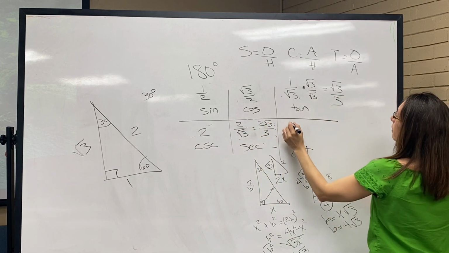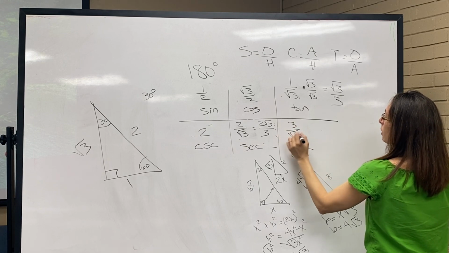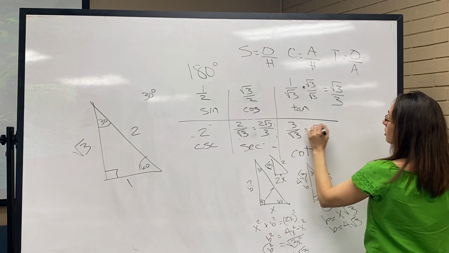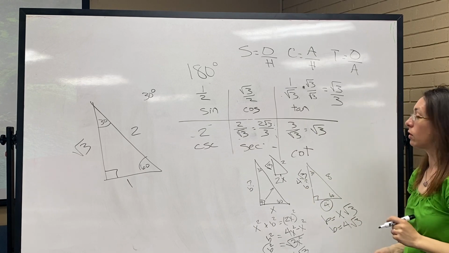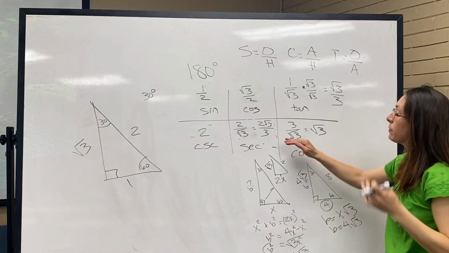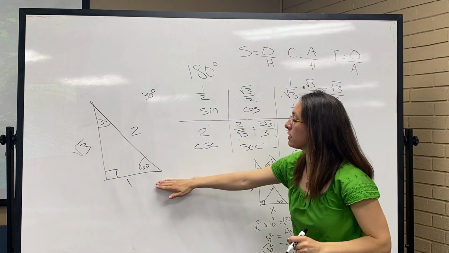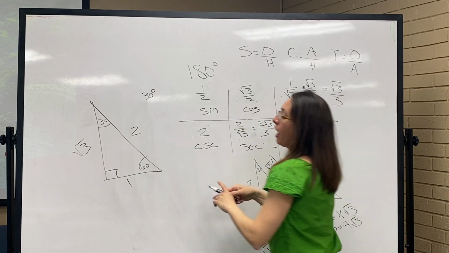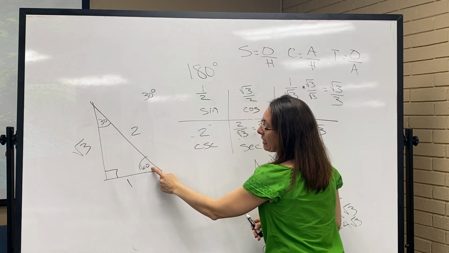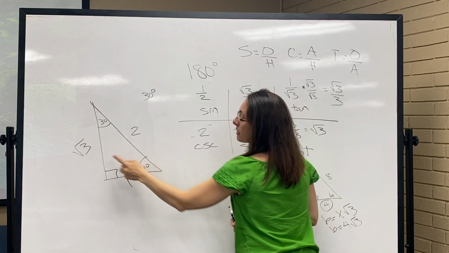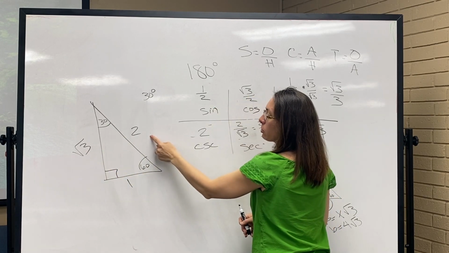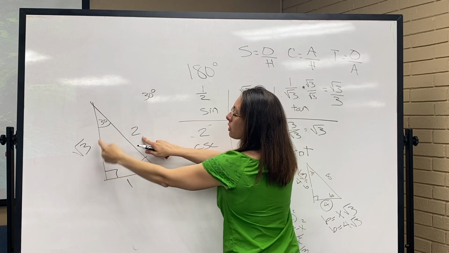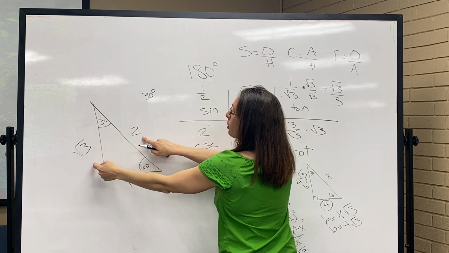And then we have 3 over the square root of 3, which is going to rationalize to simply square root of 3. Okay? So for finding our 60, we're simply going to go the opposite direction. So here's a note. When I look at 60, my sine is opposite over hypotenuse. It matched the cosine of 30.